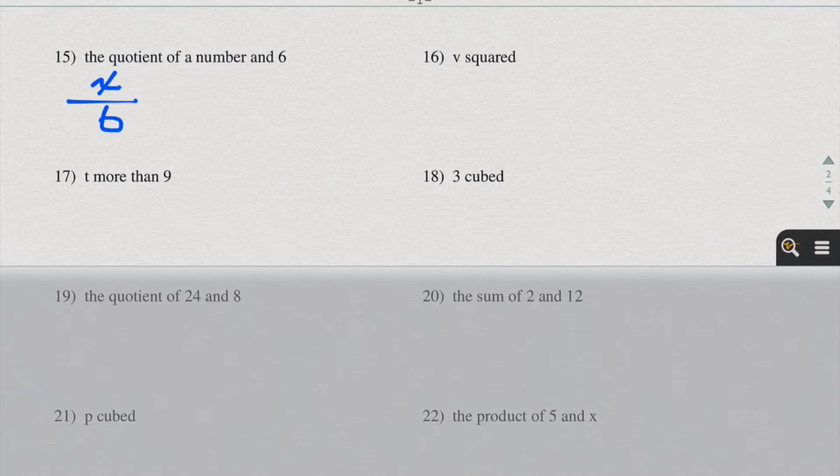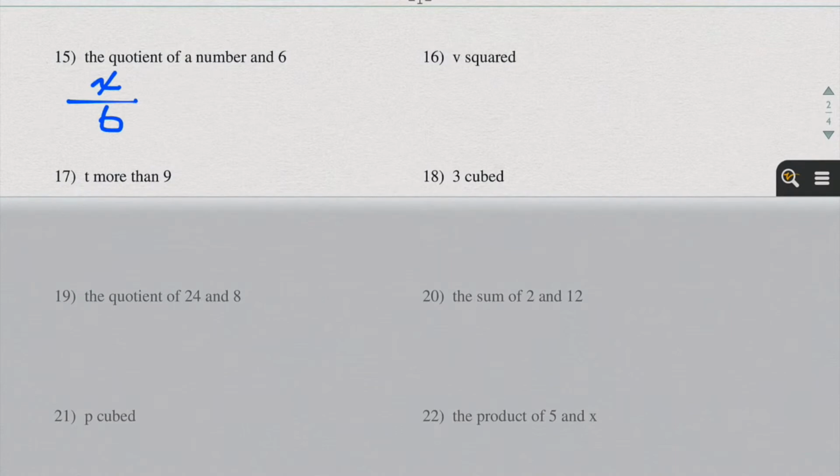So quotient in math is the answer of a division problem. You have to be careful not to put 6 over x, because they told us it's the quotient of a number x and 6. Because they said x first, we have to put that in the numerator and the 6 in the denominator.